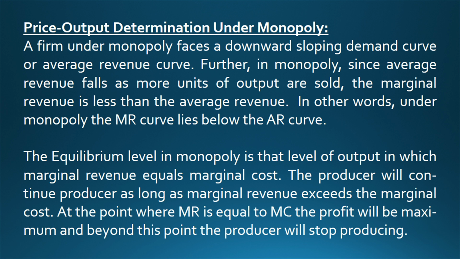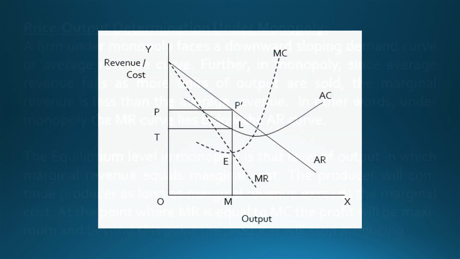The equilibrium level in monopoly is that level of output in which marginal revenue equals marginal cost. The producer will continue to produce as long as marginal revenue exceeds the marginal cost. At the point where MR is equal to MC, the profit will be maximum, and beyond this point the producer will stop producing.